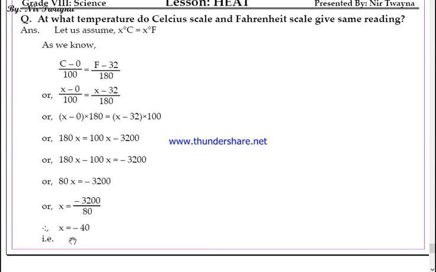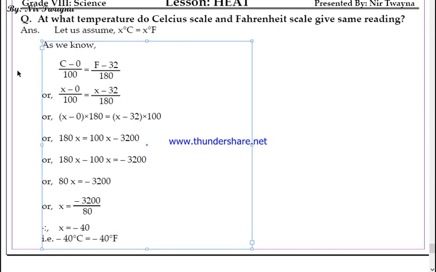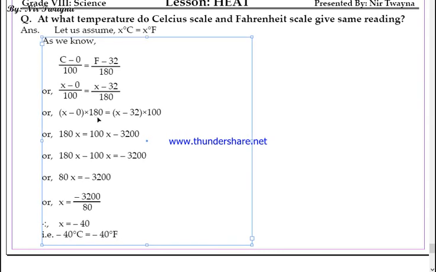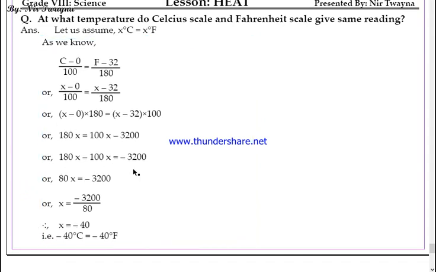That definitely means minus 40. Sorry, where is my degree? My degree is lost. I have to take it from here. Minus 40 degree Celsius is equal to minus 40 degree Fahrenheit. This is your answer. Any confusion? This is simple mathematics, very simple mathematics. There are no complications in this solution.